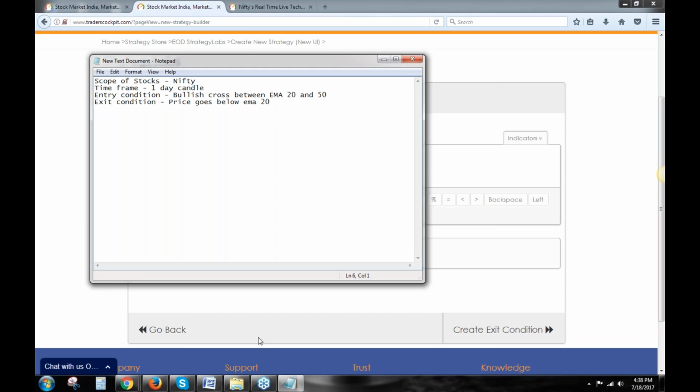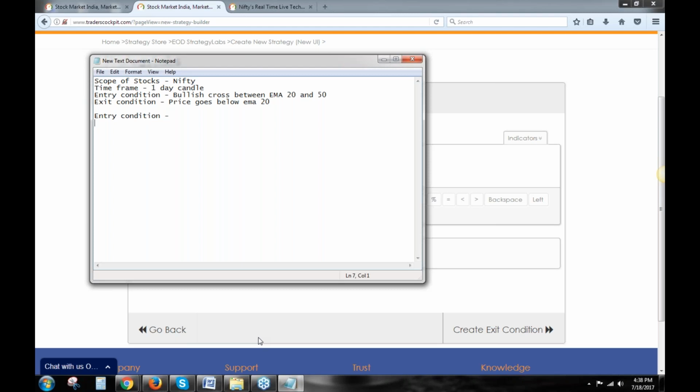For example, here in the entry condition you take the crossover of 20 and 50 EMA, 20 and 50 exponential moving average lines. Now when do we say that a crossover happens? Just to define the entry condition once again, this will take some 5 minutes, but once you understand the concept, it will be very much easy to create or code any strategy on the strategy labs. So please pay attention to this.